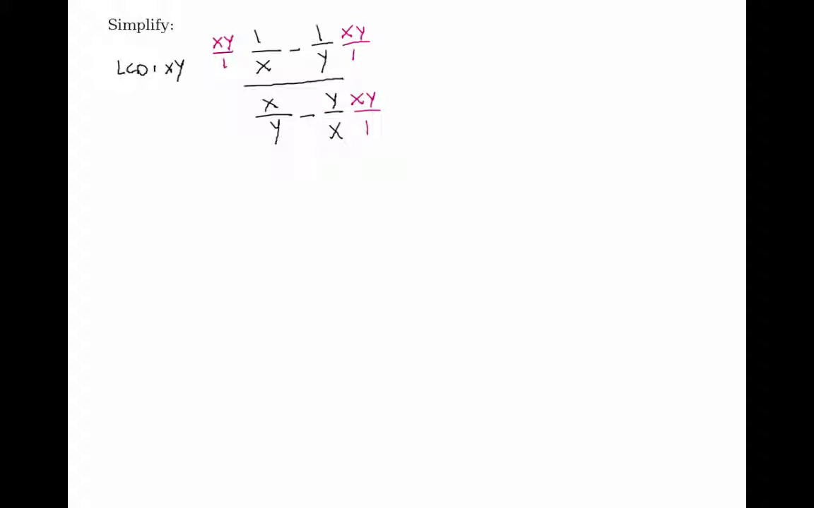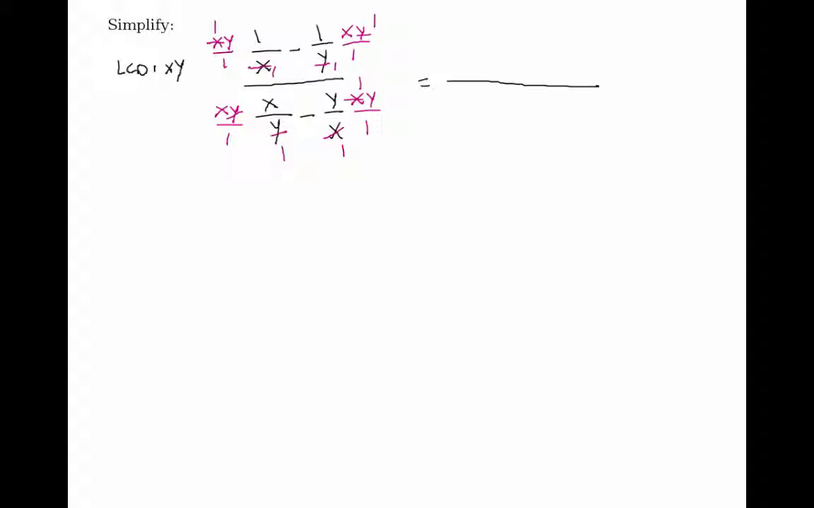My next step would be to reduce these. And as you see here, y and y turns to 1. x and x turns to 1. Here y and y turns to 1. And here we have x and x turns to 1. By doing that, you won't have a complex fraction anymore.